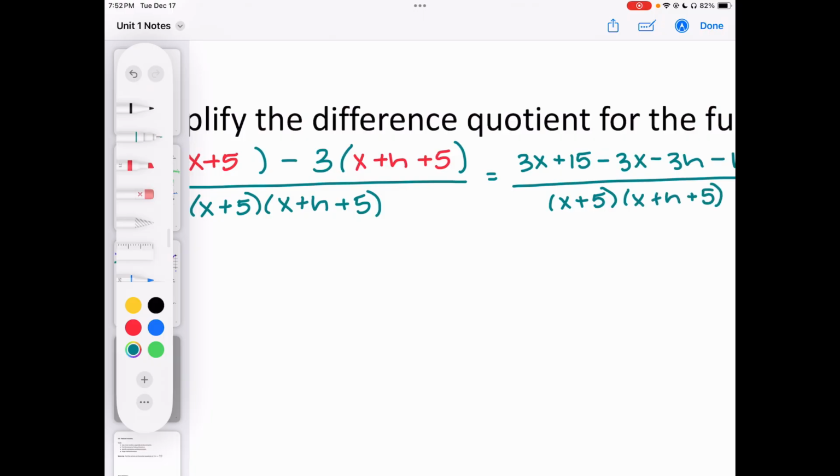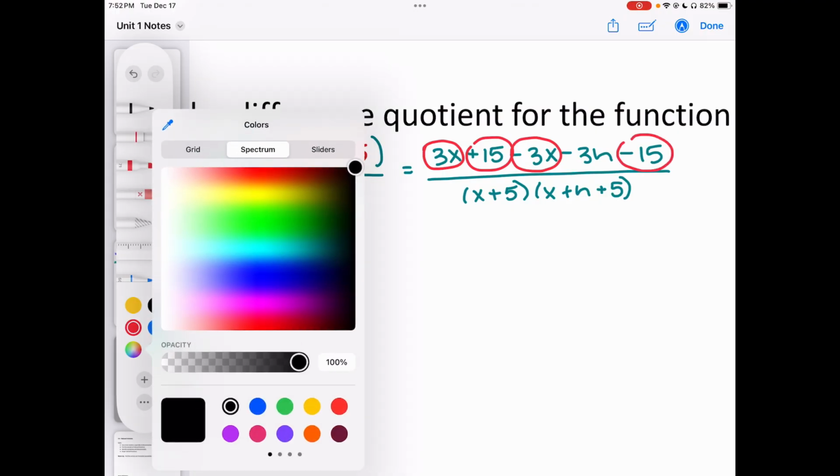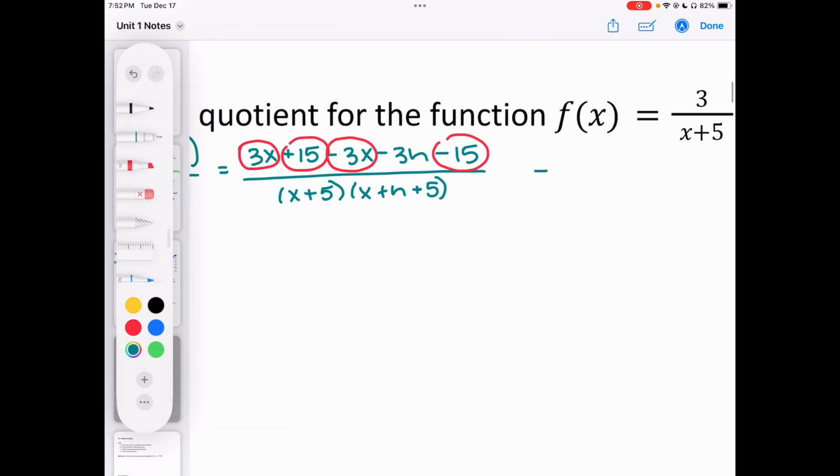Okay. Now, let's simplify what we can simplify. I immediately see that my 3x will cancel and my 15s will cancel. So let me go ahead and rewrite what I have remaining. I will have negative 3h divided by x plus 5 times x plus h plus 5.